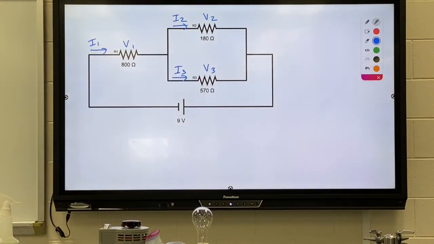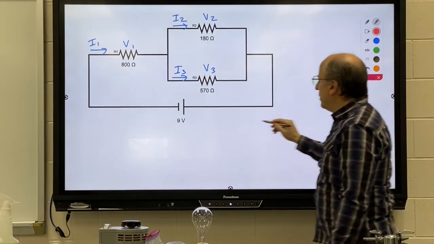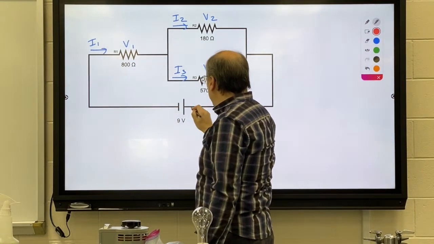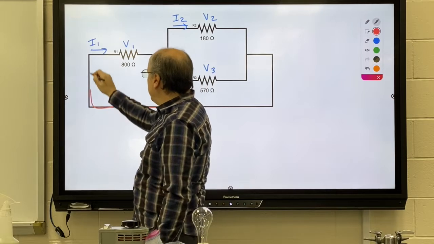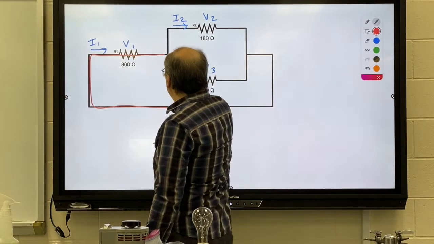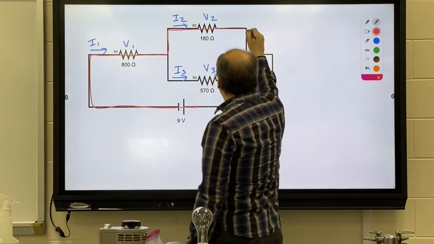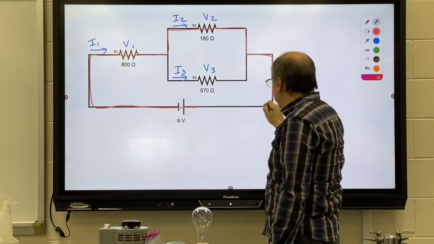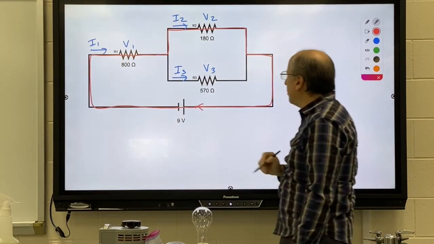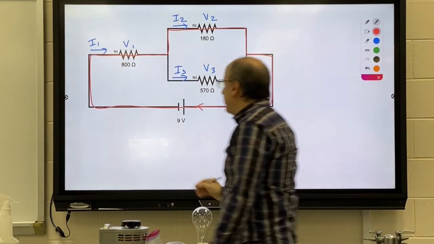Okay, so let's take our time and do some loops. So loop number 1, I'm going to start here. I'm going to gain 9. I'm going to pass through resistor 1. I'm going to take this top branch, and I'm going to return to where I started.